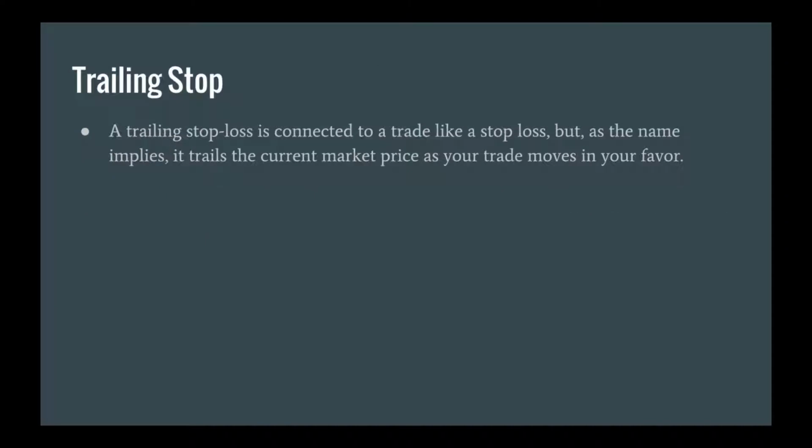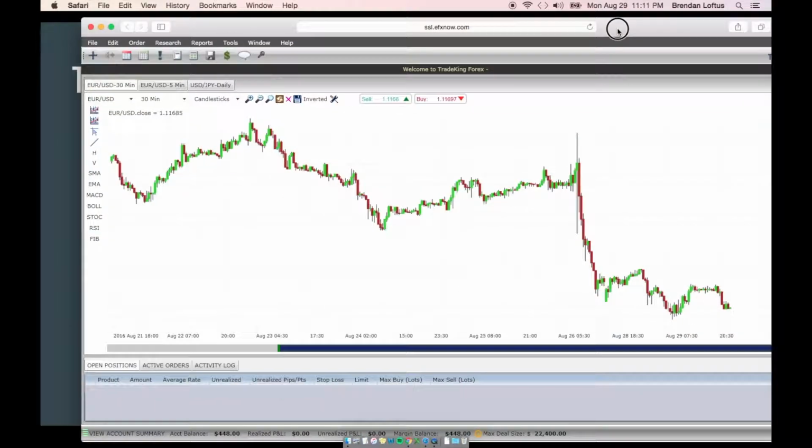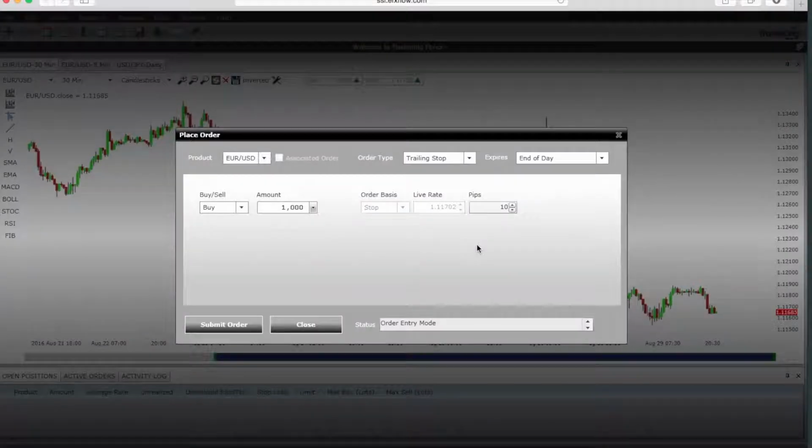Alright, and so the next type of order that we'll cover is a trailing stop loss, which is connected to a trade like a stop loss, but as the name implies, it trails the current market price as your trade moves in your favor. So I think the best way to depict this is definitely through an example. So let's go back to our order screen here. So really you can think of a trailing stop like a ladder. So in this case, we set a fairly tight trailing stop.